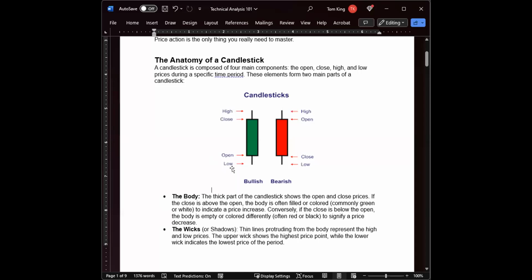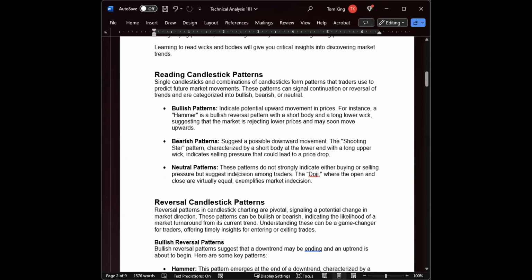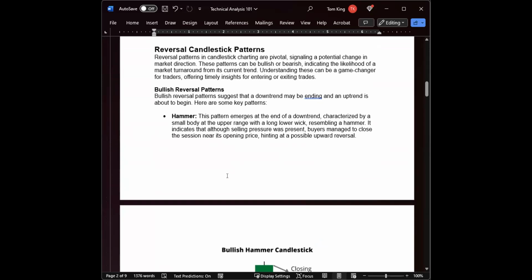All right, so candlesticks, pretty easy. You get a body, you have wicks up and down. How do you use those properly? I'm really looking at either a bullish pattern, a bearish pattern, or a neutral pattern. I'm just going to give you a couple quick things here. I'll share this later. You can have it. But I'm going to look at some bullish reversal patterns.